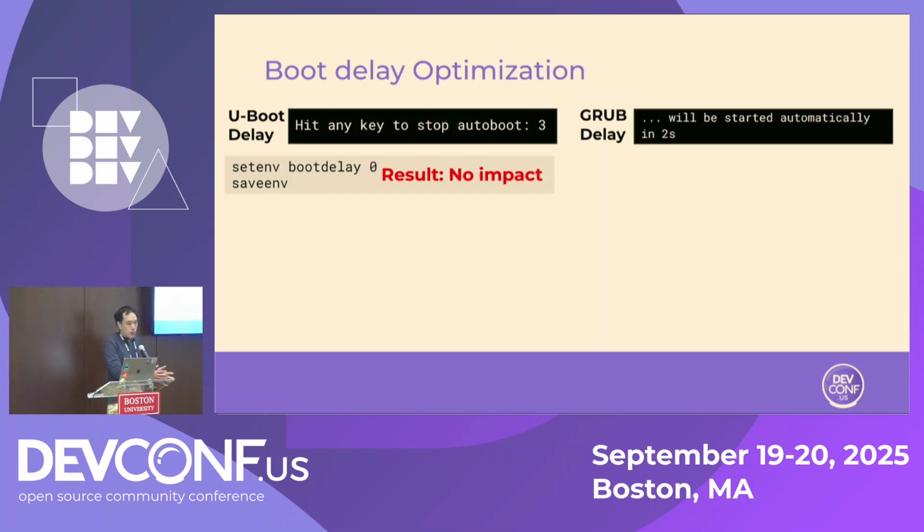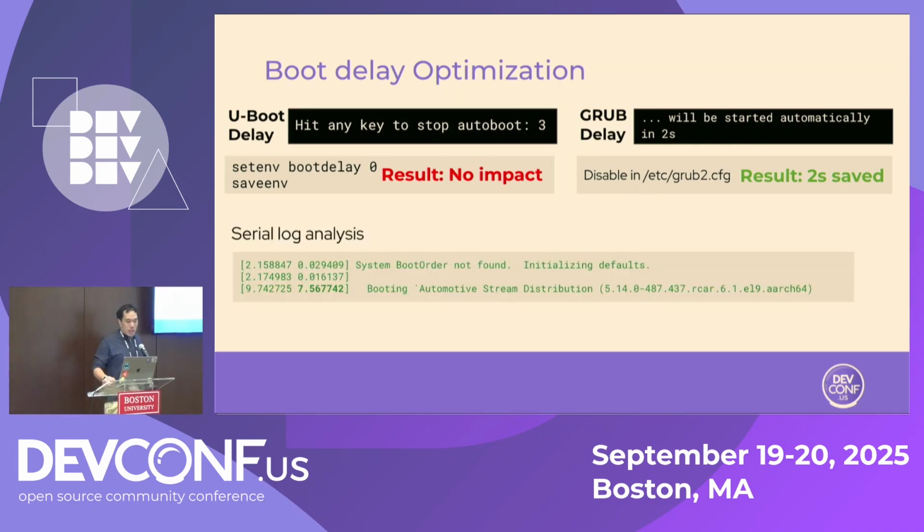So I figured the first thing we do is set that to 0, but it actually didn't do anything, which was kind of surprising to me. I was like, what's going on? So then next, I tried disabling it in Grub, and we actually saved 2 seconds. So there's at least some progress there. And then this is when we ended up looking at serial logs, and we can see from here the booting automotive stream, that the second bolded timestamp is the duration from the previous. So something in there is delaying it by 7.5 seconds, most likely from Grub. Sorry, 7.6 seconds from Grub.